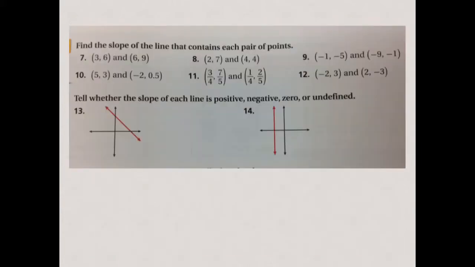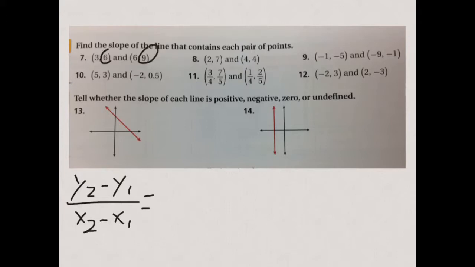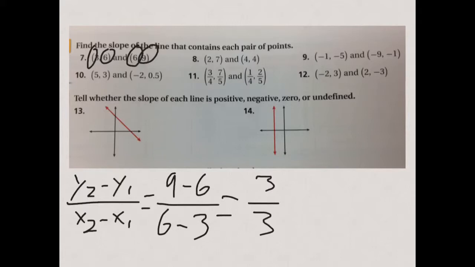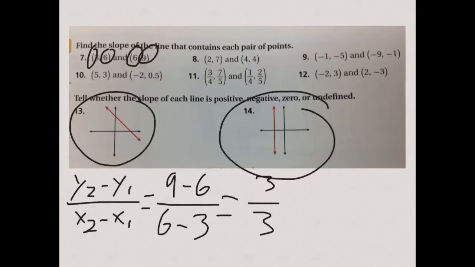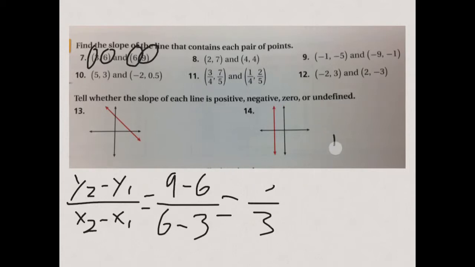So, what about if we have these types of problems? Well, we can use the formula y2 minus y1 over x2 minus x1. So for problem number 7, y2 minus y1, 9 minus 6, over x2, which is 6, minus x1, 3. And we get 3 over 3. These two right here, I'm not looking for a numerical answer. What I'm looking for is a positive or is it negative, 0 or undefined. You just tell me which one it is.